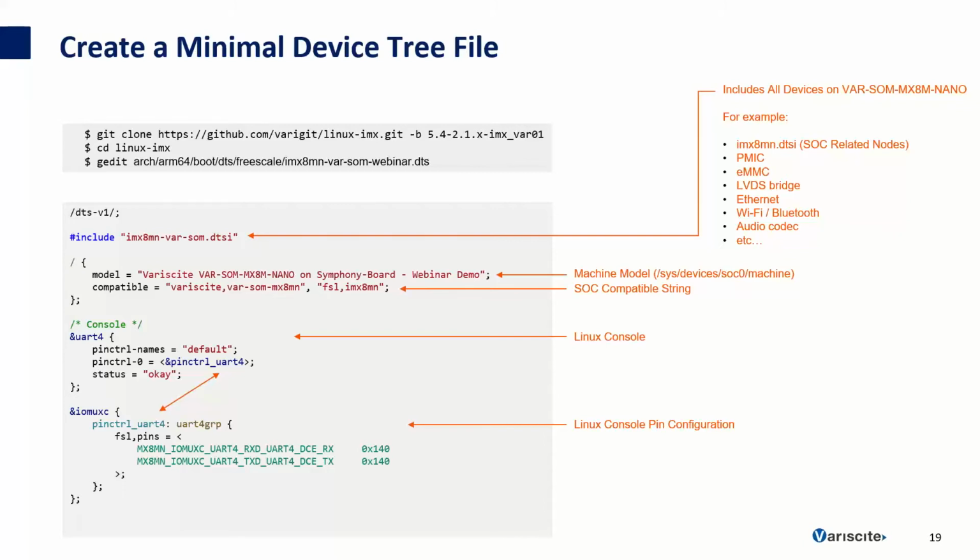Moving down, it adds a model string. This model string can be read from the /sys devices SOC0 machine file in the root file system. It also adds a compatible string for the SoC. And then finally, we have two nodes for UART4 and UART4's IOMUX configuration, which is necessary for the Linux console on the evaluation kit. So again, this is just a bare bones minimal device tree file that we can boot for the ADEM Nano SOM.